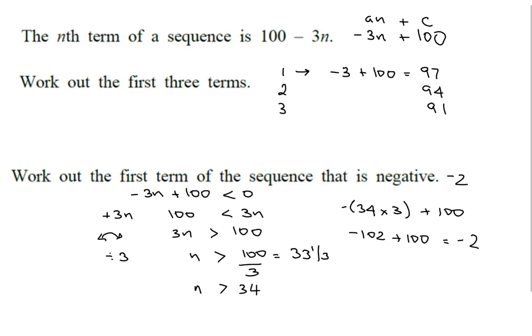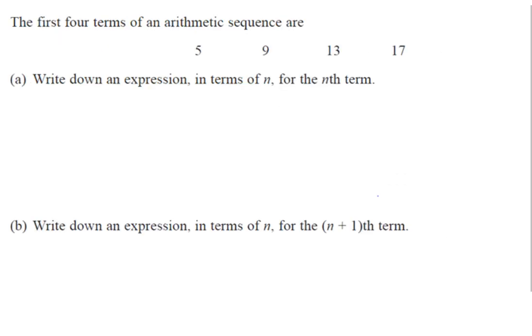Okay, the first 4 terms of an arithmetic sequence are 5, 9, 13, 17. So that one's easy. To find the nth term, you go plus 4, plus 4. So we've got 4n. And then to find your 0th term, you go minus 4, and you get 1. So can you see the rhythm? It's plus 4, plus 4, plus 4, 4n minus 4, and you get 4n plus 1.